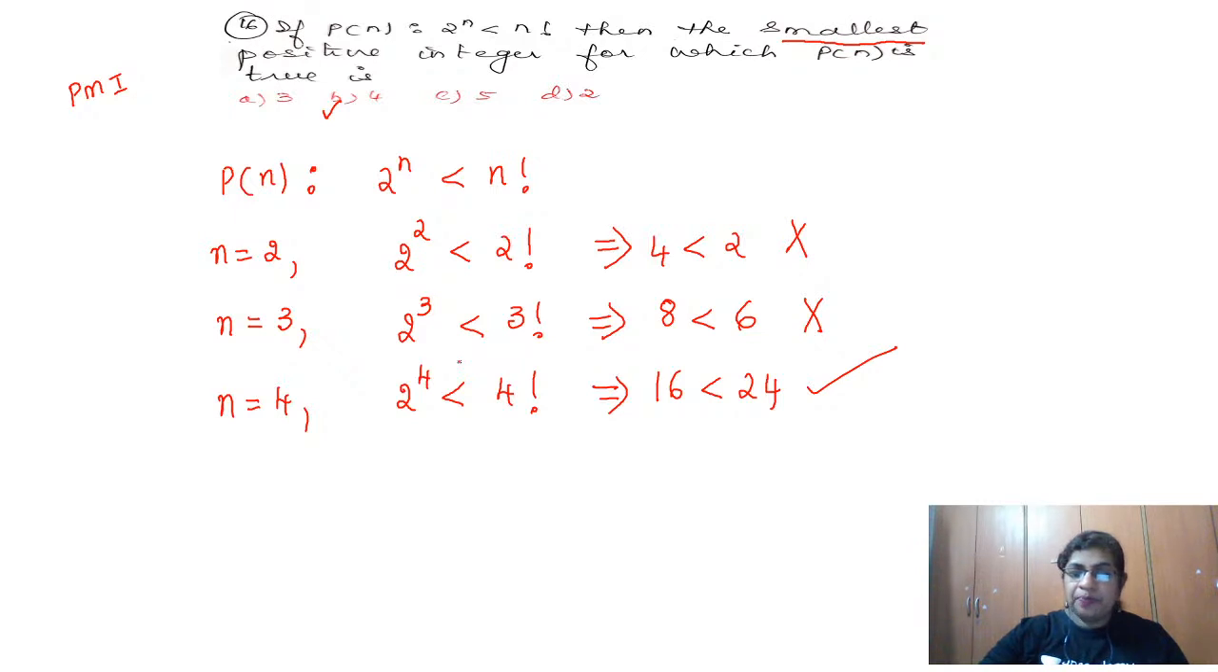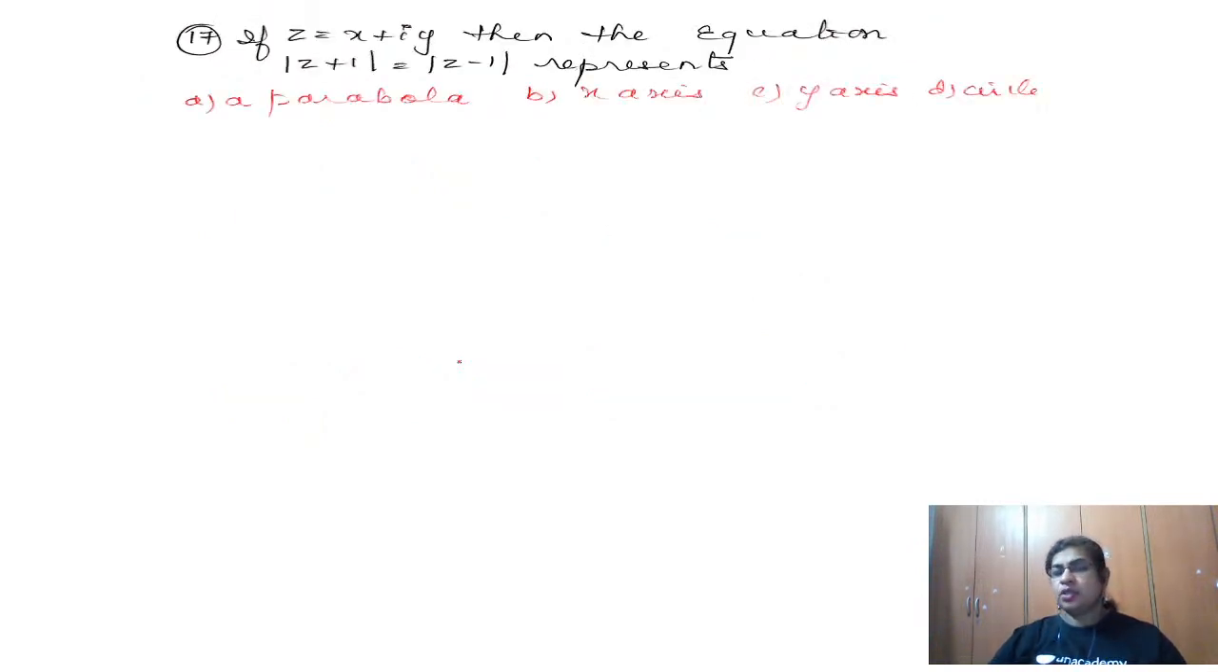Question number 17. Look at this question now. This question tells us, if z is equal to x plus i into y. When you look at z equal to x plus iy, the thought comes to your mind that these are not real numbers, this is the complex numbers chapter. So this question is from complex numbers, and this is also an important type of question.